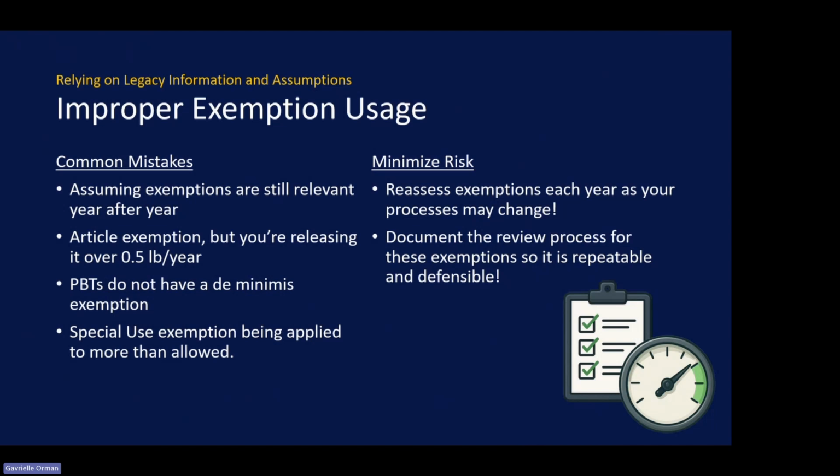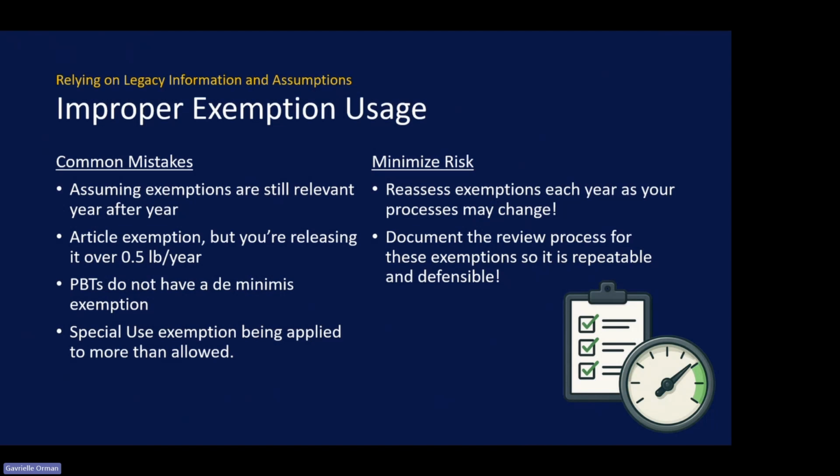Another common mistake I see is people trying to claim the article exemption, but there are releases over 0.5 pounds per year. Often people will assume that they can get away with the article exemption because they're just cutting down steel rods to size. But if you are using a plasma torching table, you could be releasing over 0.5 pounds per year. So having that really well documented is going to be in your favor for trying to prove that this exemption is valid.